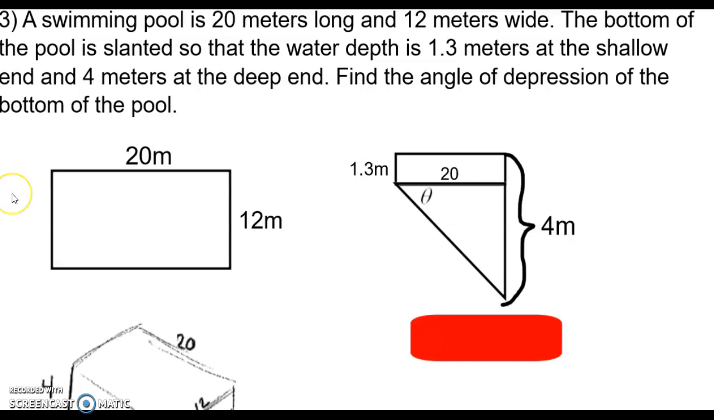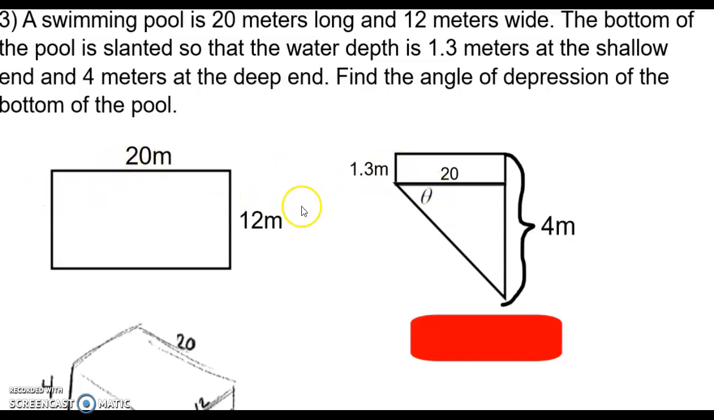And our last problem here, we have a swimming pool problem. So this one's a little hard to visualize, so I'm going to show you a couple different diagrams. A swimming pool is 20 meters long and 12 meters wide, so it's rectangular. The bottom of the pool is slanted so that the water depth is 1.3 meters at the shallow end and 4 meters at the deep end. And we want to find the angle of depression of the bottom of the pool.